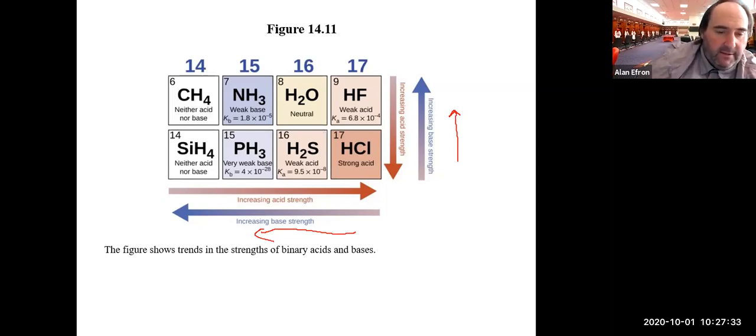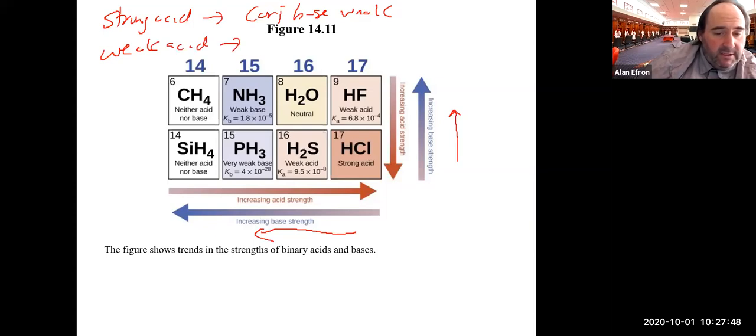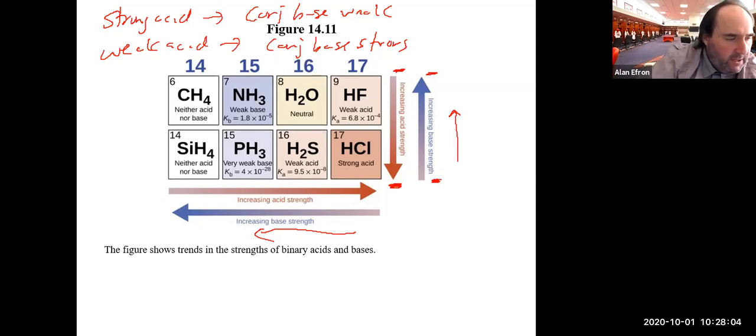So just so we're clear, if you remember something else we talked about, if you have a strong acid, its conjugate base is relatively weak. And if you have a weak acid, its conjugate base is relatively strong. So it's that opposite relationship between those things, and that's what we see here. Strong acid here, weak base here, stronger base here, weaker acid here. So again, that opposite relationship as you go around the periodic table.